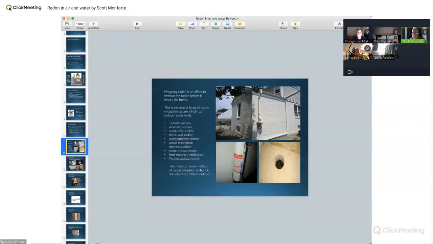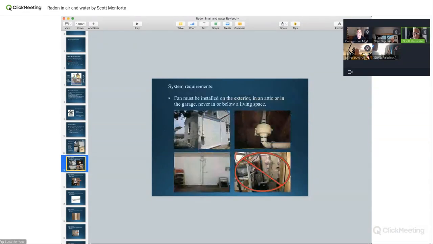So looking at this one, let's go to the next one here. We have 20 minutes left, so we should get through these slides. So if you look here, you can do an attic install. Here's the attic install. Okay. Here's a garage install, and here's an exterior install. Okay. This one on the right is a basement install.